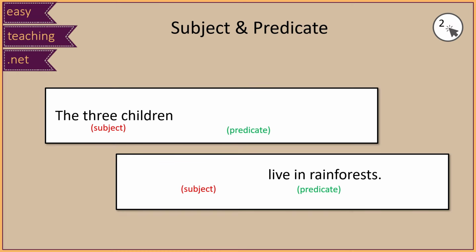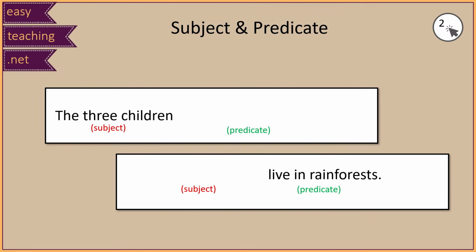Here are a couple of examples of what happens when a sentence is missing a subject or a predicate. This is missing a predicate. The 3 children. Remember that the predicate is the part of the sentence that contains the action. It contains the verb. So we know that the subject is the 3 children, but because we haven't been told anything about them, it's not a completed thought.